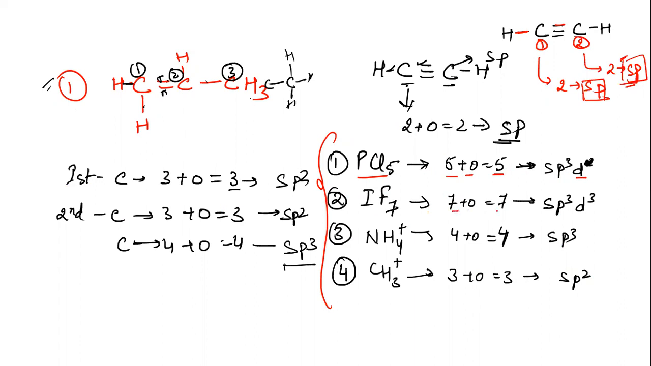IF7: 7 plus 0 is 7, so sp3d3. NH4 positive: so for 6, it will be sp3d2.